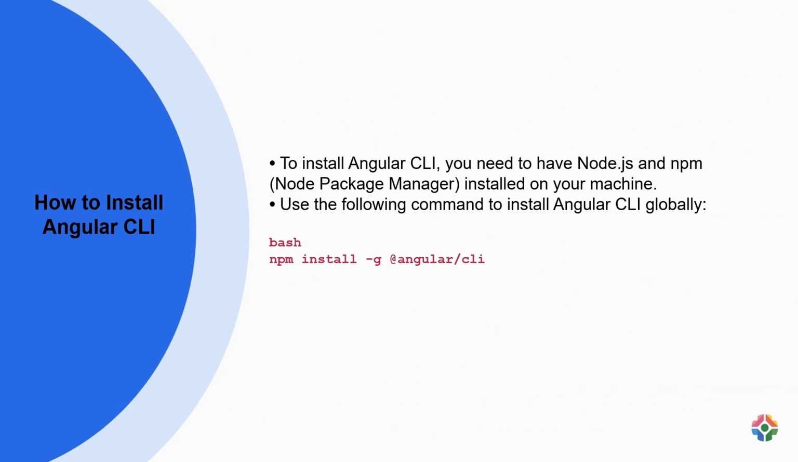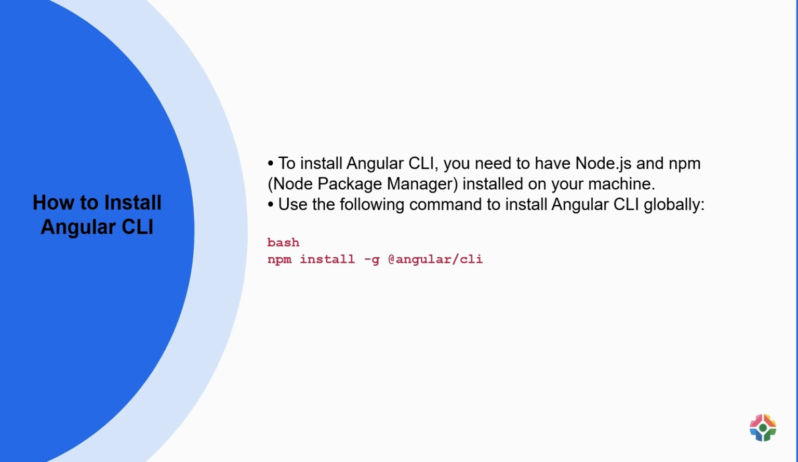To install Angular CLI, ensure that Node.js and npm are installed on your machine. You can install Angular CLI globally by using the following command: npm install -g @angular/cli. This command will download and install Angular CLI on your system, allowing you to create and manage Angular projects efficiently.